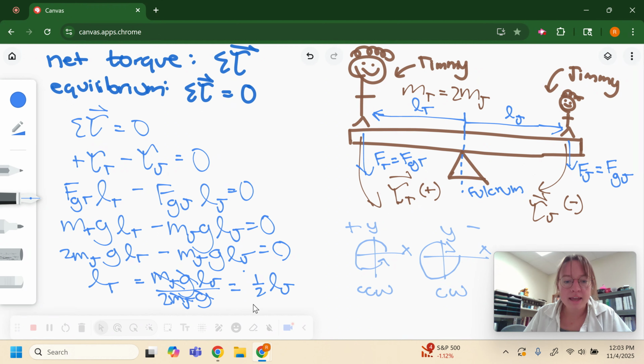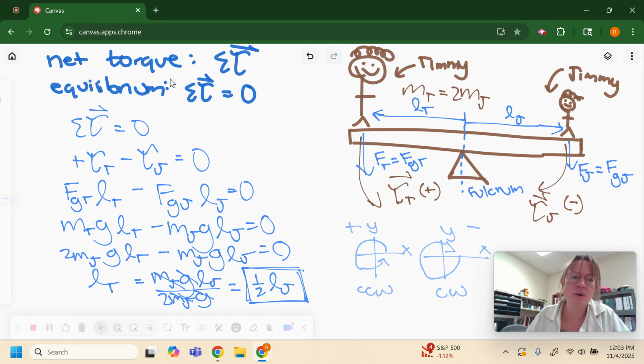Can you check it really quick? Why does this answer make sense, that the length of Timmy's lever arm should be 1/2 of the length of Jimmy's lever arm? Well, Timmy has twice the weight, and if he has twice the weight, then he needs to have half the lever arm. And if he has twice the weight and half the lever arm, then his torque will equal Jimmy's torque, and they will have the same torque, which means we'll have a state of equilibrium. Okay, there's a little work with net torque.